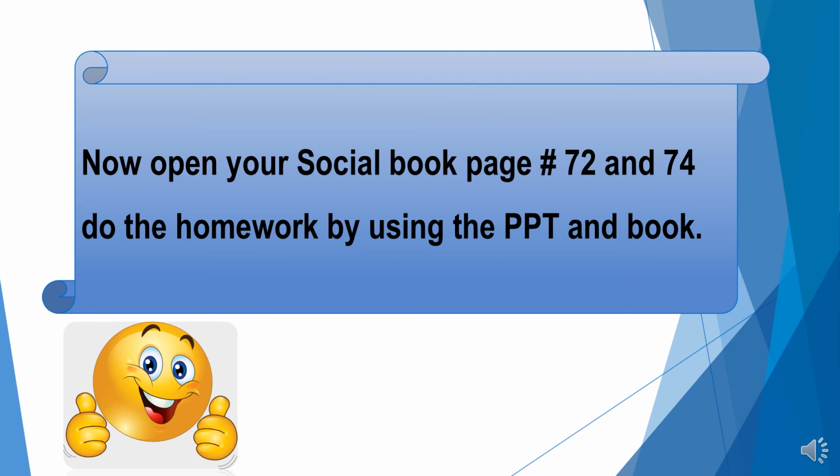Now, my students, open your social book page 72 and 74. Do the homework by using the PPT and book.